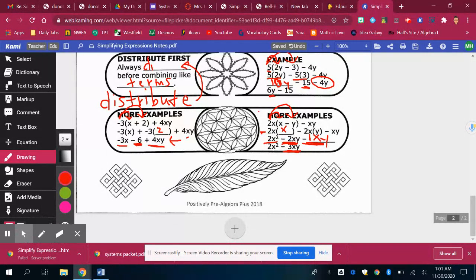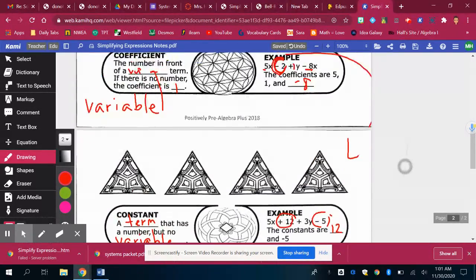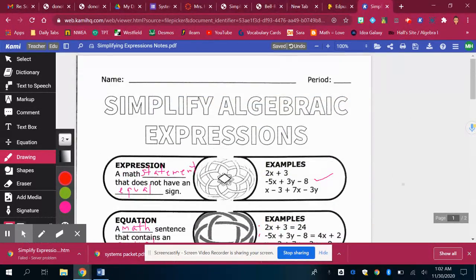Okay, hopefully this was a good reminder of what you learned last year with simplifying expressions. Feel free to ask questions if you have any, and we'll keep practicing.